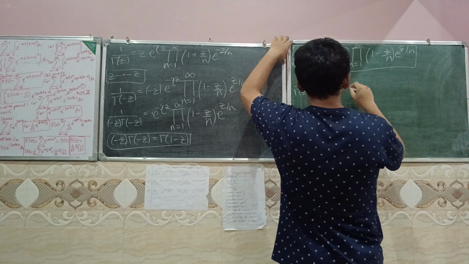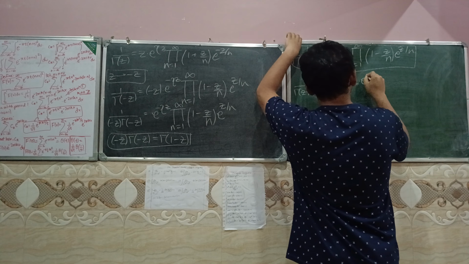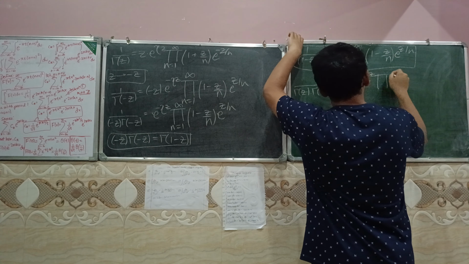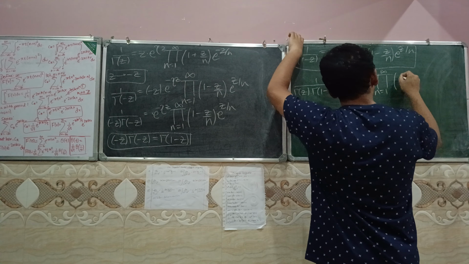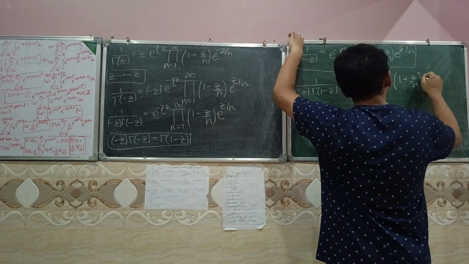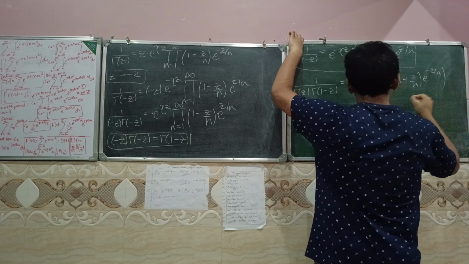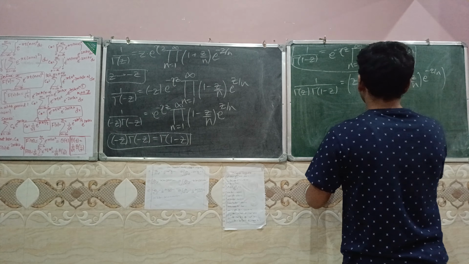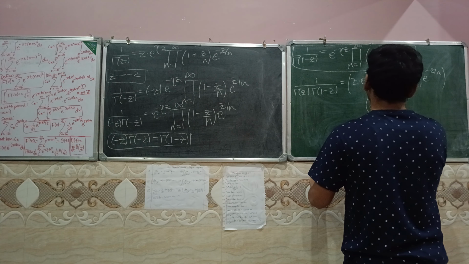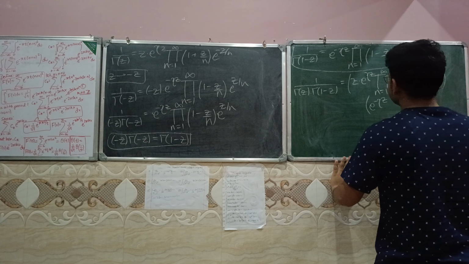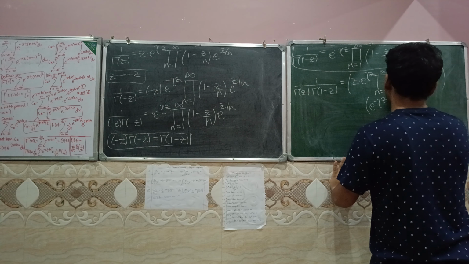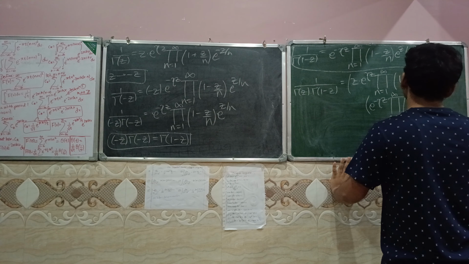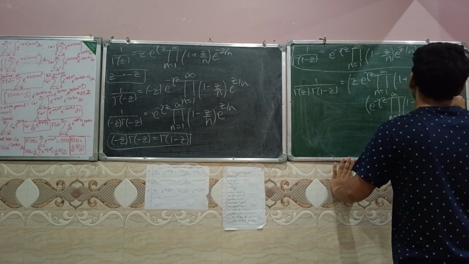And if we talk about this one, it's z times e to the Euler-Mascheroni constant times z times the infinite product of 1 plus z over n times e to the negative z over n. And if we talk about 1 over gamma of 1 minus z, what we have evaluated so far is e to the negative Euler-Mascheroni constant times z times the product as n goes from 1 to infinity of 1 minus z over n times e to the z over n.